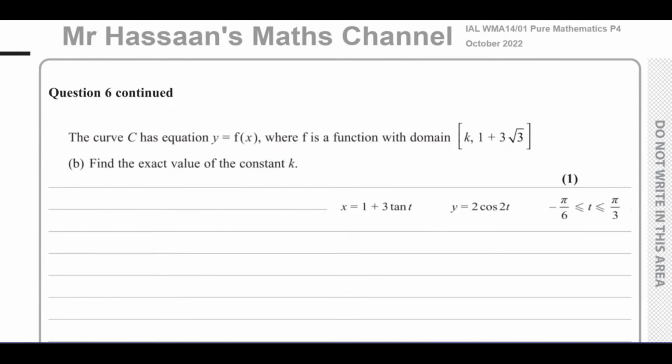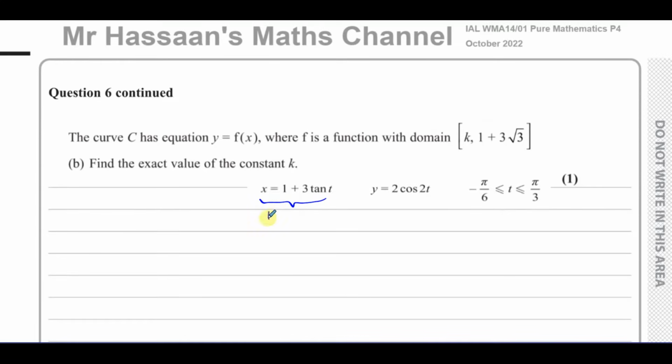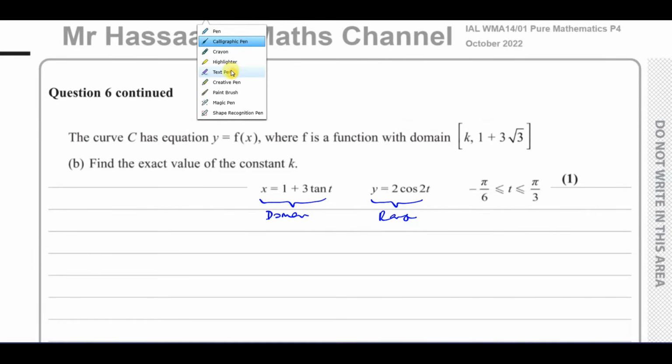Now the domain is determined in a parametric equation by the x part of the equation. That determines the domain of the curve, and this part determines the range of the curve. So here we're asked to find one of the limits of the domain of this curve. Whenever you want to find the range and domain of something, the best thing to do is to make a sketch. So I'm going to sketch x against t.